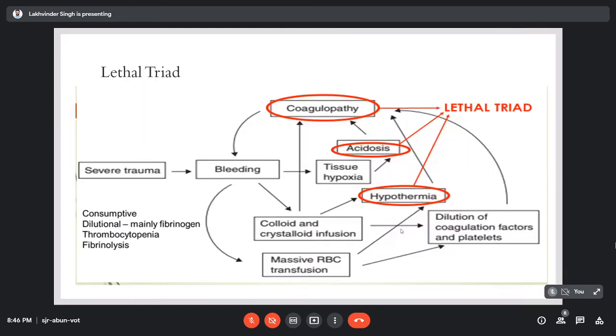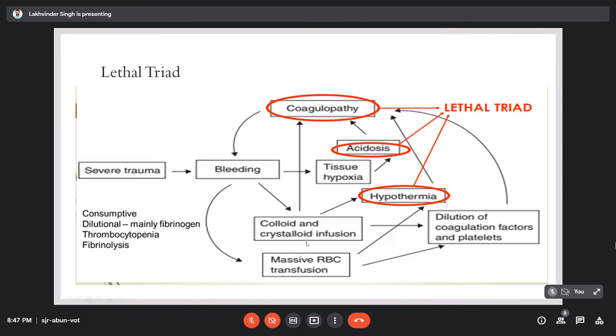In the massive blood loss, here it's written severe trauma. It's not only trauma, due to any reason, some other hemorrhage, some vascular injuries, some other reason, bleeding occurs. When bleeding is there, the blood loss is there, then tissue hypoxia occurs. This tissue hypoxia leads to acidosis because tissues are not getting enough oxygen, because there is a vasoconstriction also. Because when there is a blood loss, to maintain the blood pressure and other things, vasoconstriction occurs. So the blood is not reaching the end organs, so it causes hypoxia.